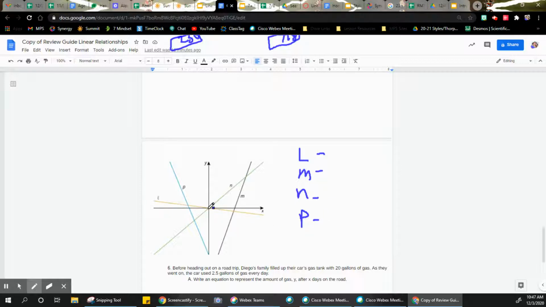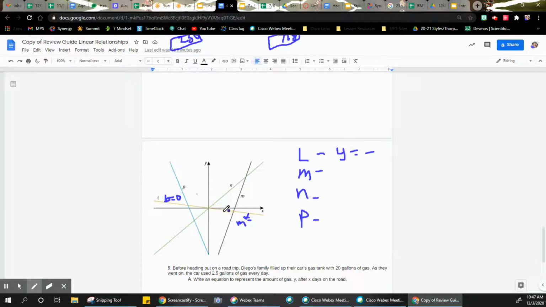L clearly goes through the origin here, which is 0, 0. That means my y-intercept for L is clearly 0, meaning my b for L is going to be 0. So I'm going to just write this here, and I'm going to say 0. Then I can see my L is going down overall, meaning it has a negative slope. So my m is negative for L. Okay, so that means I need to write an equation that has a negative slope and goes through 0 or doesn't have a y-intercept. So for L, I'm going to write y equals negative.